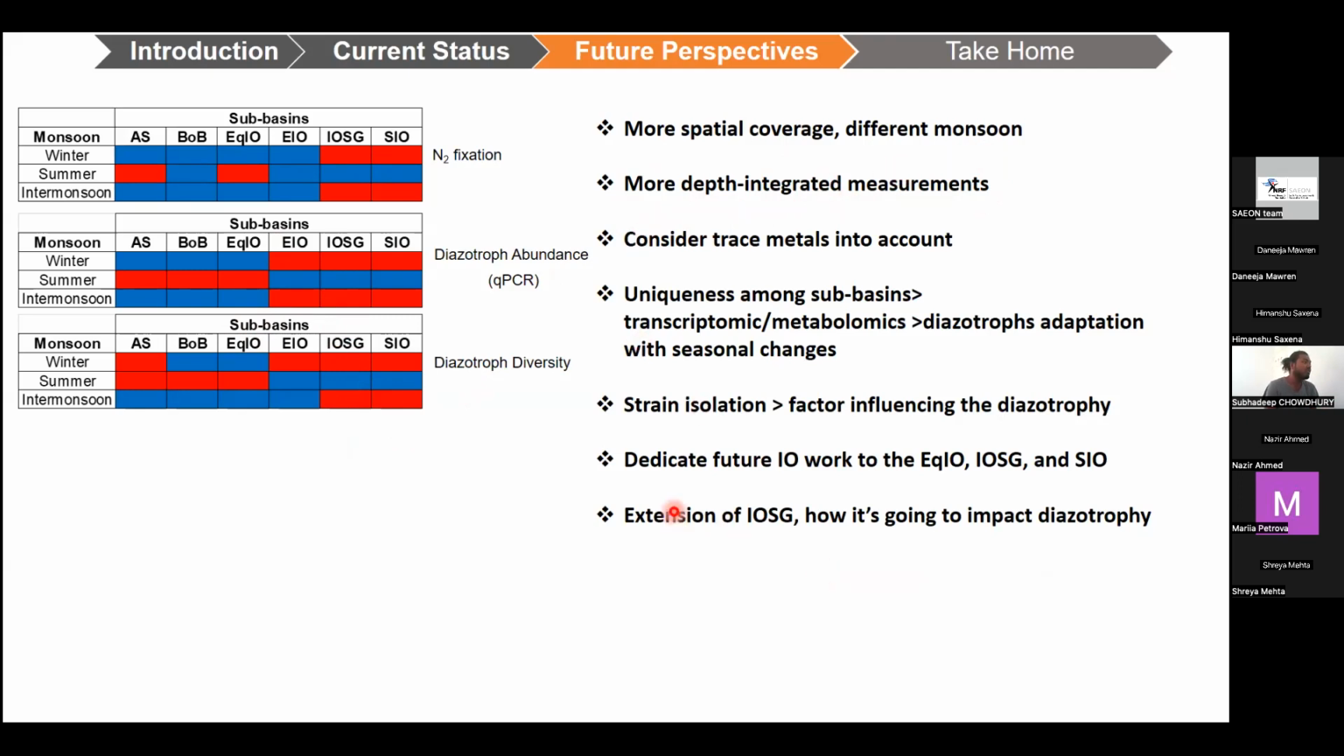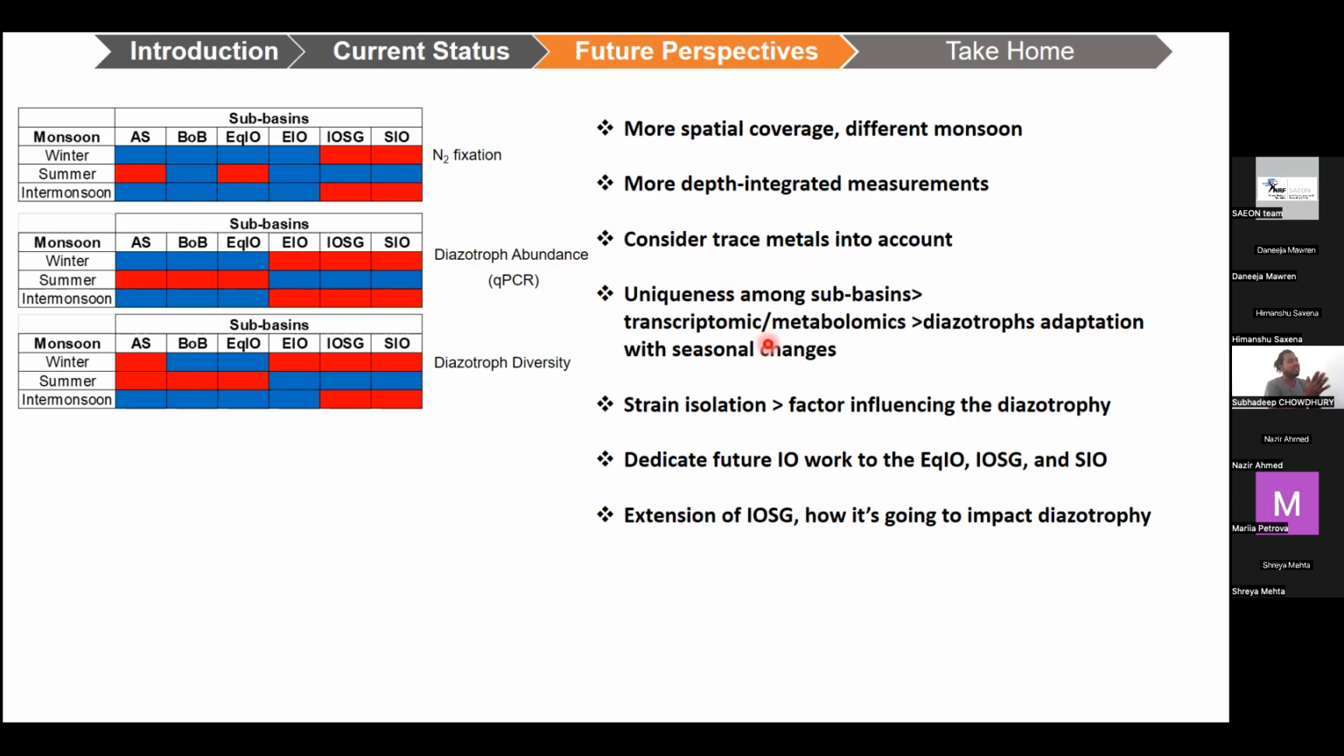So the community should also consider dedicated work in the equatorial and subtropical gyre, along with the southern Indian Ocean sector. Also, we should take trace metals into account, as trace metals are one of the most important parts of the enzyme nitrogenase. As you have seen, there is uniqueness among the communities in the subbasins. So future work focusing on metabolomics or transcriptomics will help to understand how diazotrophs are adapting.